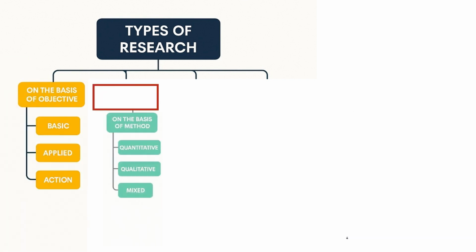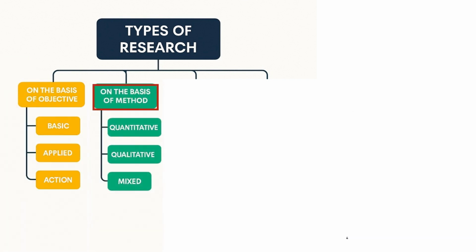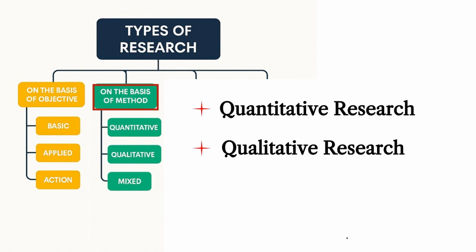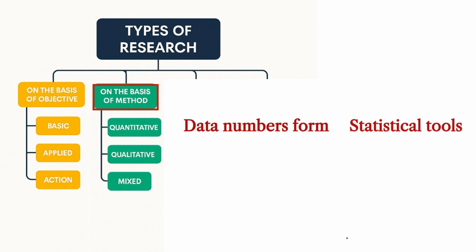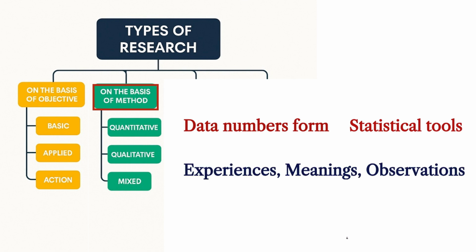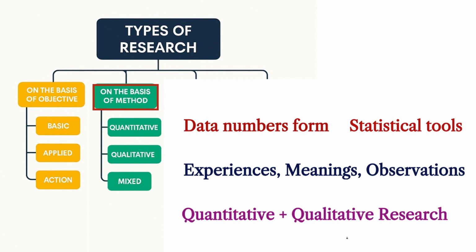Based on method, research is of three types: quantitative research, qualitative research, and mixed method research. Quantitative research is when data is in the form of numbers and analysis is done using statistical tools. This is called quantitative research. Qualitative research is research that focuses on experiences, meanings, and observations. This is called qualitative research. Mixed method research is when both approaches, that is, quantitative and qualitative research, are used together. This is called mixed method research.